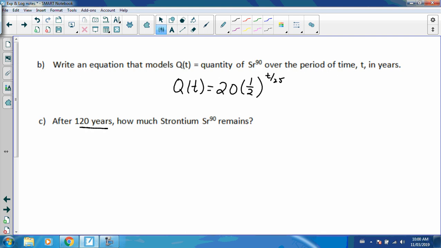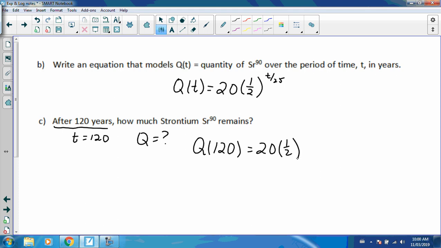And now they're giving us a time. After 120 years, so that means t is 120, what is Q? How much strontium remains? So the Q of 120 is 20 times 1/2 to the power 120 over 25. And if I do that equation in my calculator, enter this in your calculator, you should get 0.718 milligrams of that substance.